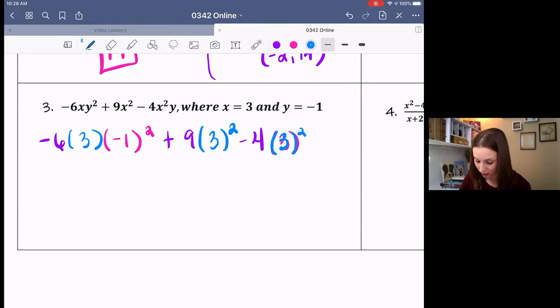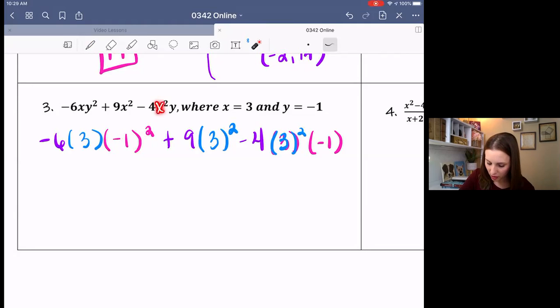You don't want to make little tiny mistakes. I'm just going to check and make sure that I've typed it all in correctly. -6 times x, which is 3, times y, which is -1 squared, plus 9 times x, which is 3 squared, minus 4 times 3 squared times -1.